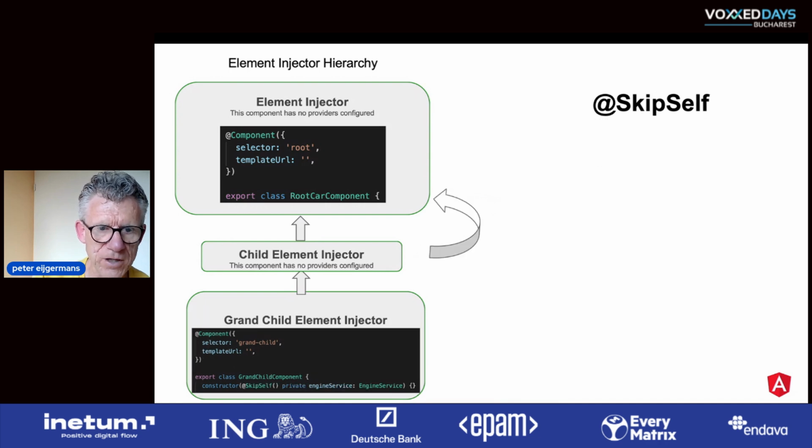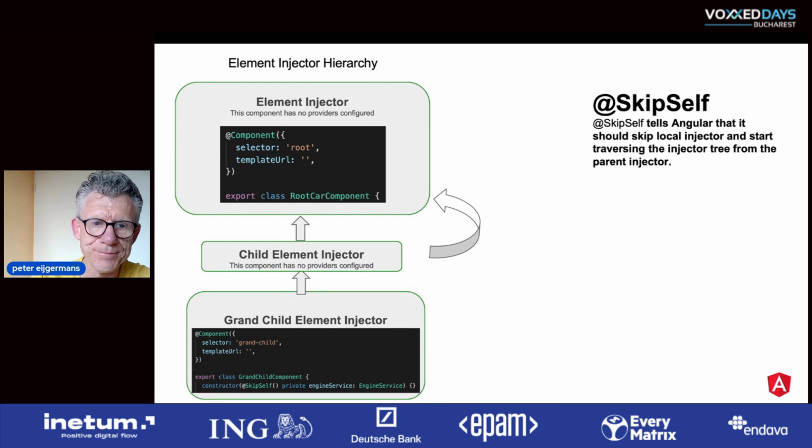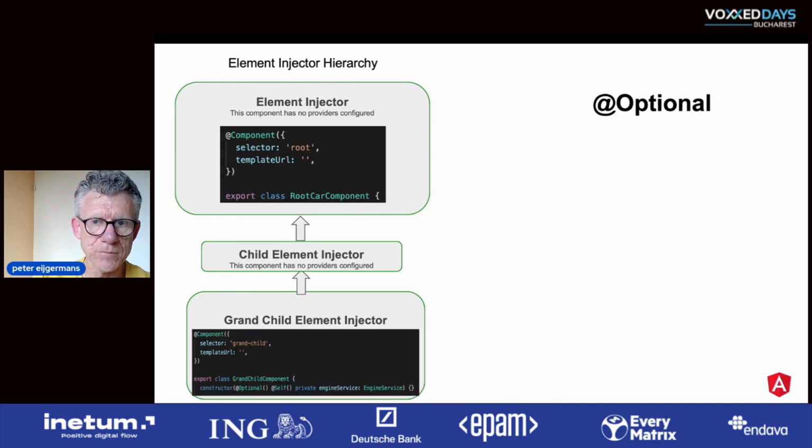Then we also have skip self. That's another one. That means that you have to skip your own injector and start with your parent element, in this case the child element injector, to resolve our dependency. And then we have the third one, optional. We've seen it already. This will not throw an error if it cannot find any engine service in this case.